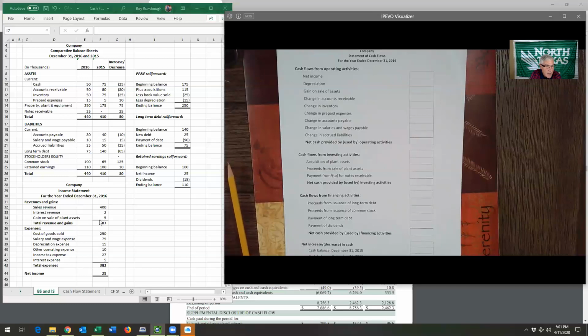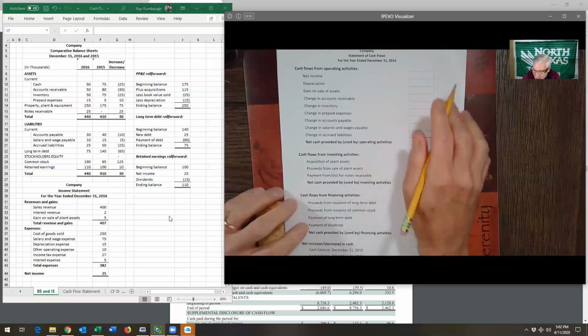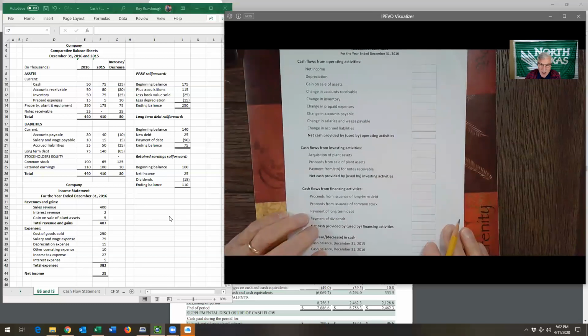The company had total revenue and gains. They sold some stuff and they had some interest revenue. Total gains of 407 million, total expenses of 382 million, or net income of 25. That's 407 minus 382, 25. Now, there are some other things happening in these balances that we'll have to break out and understand. But let's go do a cash flow statement. Right here, right in Principles of Accounting, you can do a cash flow statement.